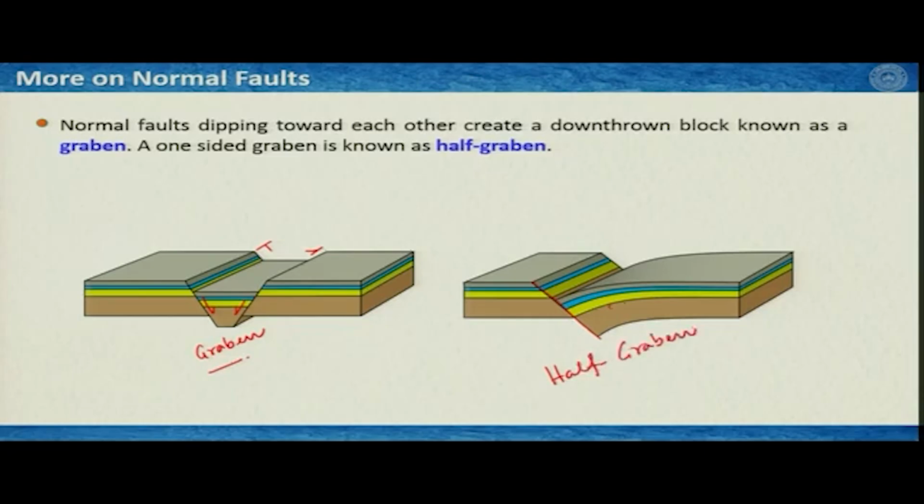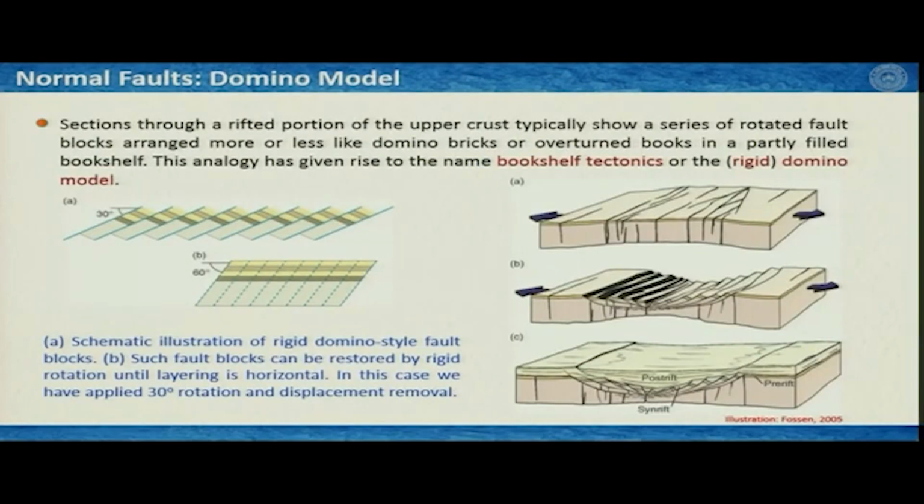You may see some sort of subsidiary faults here, but the major or master fault is this one. We will see this soon. So, this is known as graben and this is known as half graben. Now, there is also one very interesting nature of normal faults, and we call it the domino model.